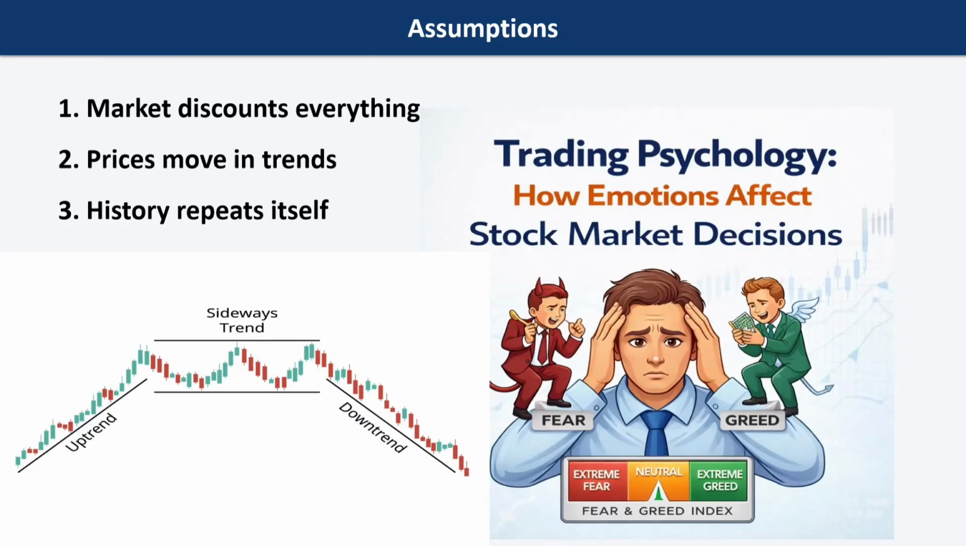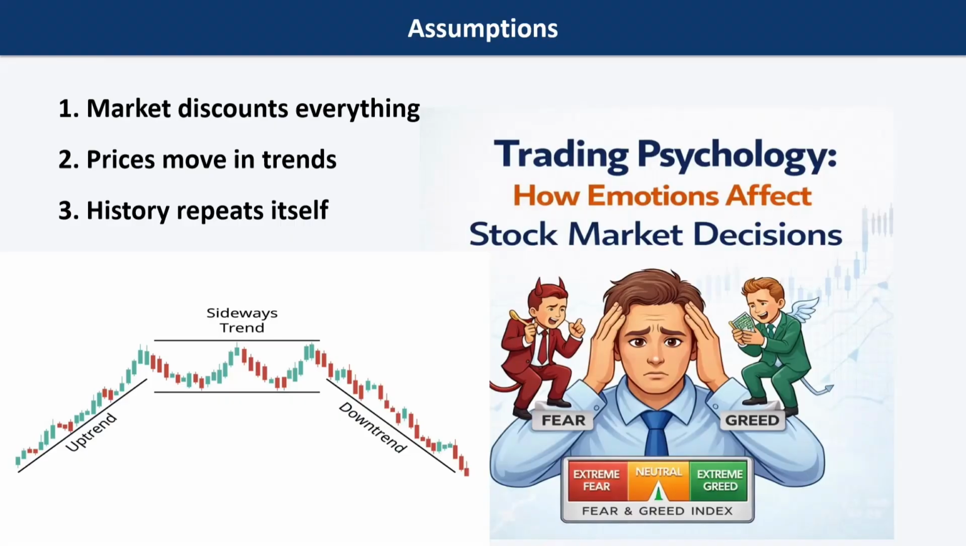Now coming to the third one, history repeats itself. Here you should understand that human emotions like fear and greed don't change. So similar price patterns appear repeatedly in the market. This I will explain clearly now. Human emotions never change, right? Fear today is the same as fear 20 years ago. Greed today is the same as greed 20 years ago, because people behave similarly. Similar chart patterns appear again and again.